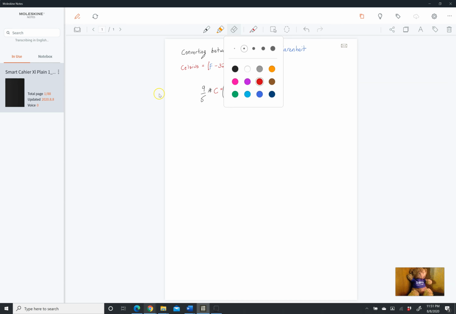So what that gives us, this is just a two-step process, is now 9/5 times C is equal to F minus 32. So we're going to put in the F here.